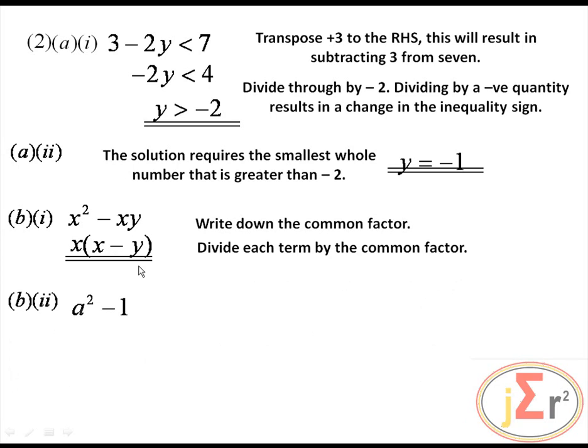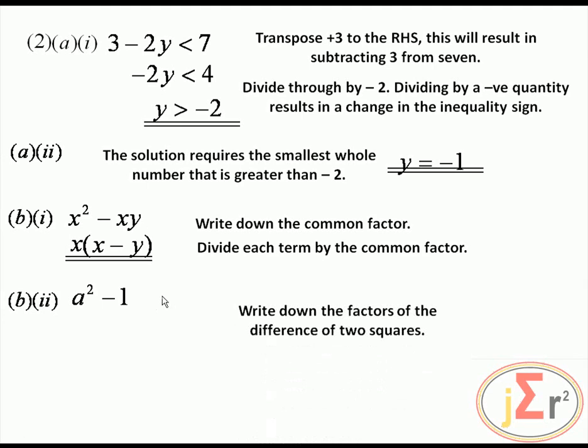Now right here we have a difference of two squares. And of course, the CSEC examiners expect us to be able to write down the factors of a difference of two squares. So we will say, what do we square to give a squared? And that is a. And what do we square to give 1? And that is 1. So the factors will be a minus 1 and a plus 1. So write down the factors of the difference of two squares. We have a minus 1, a plus 1. And of course, if you put a plus 1, a minus 1, you are still correct, because the order in which we multiply two expressions or numbers does not affect the product.